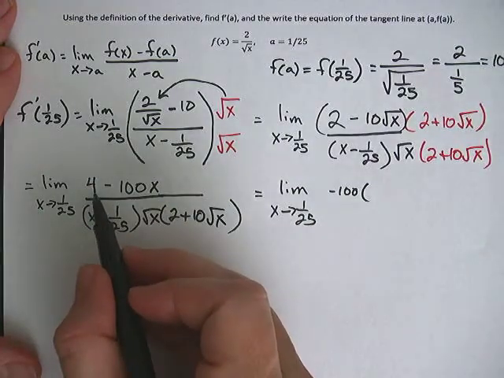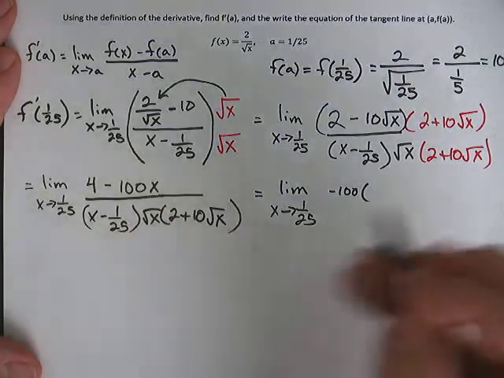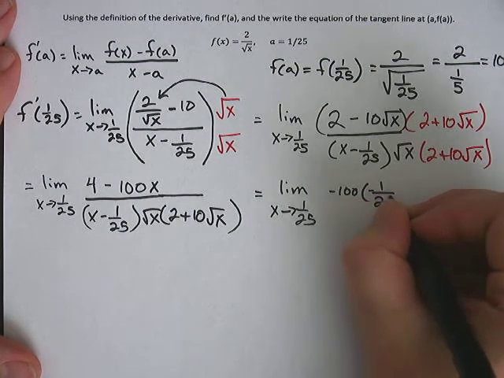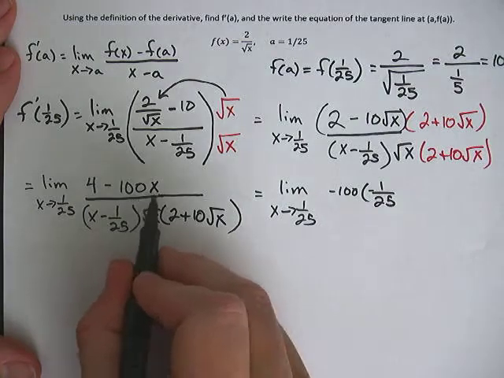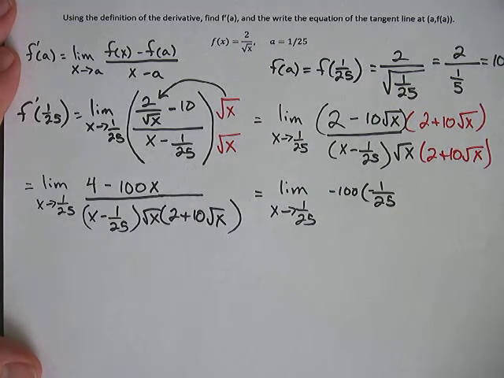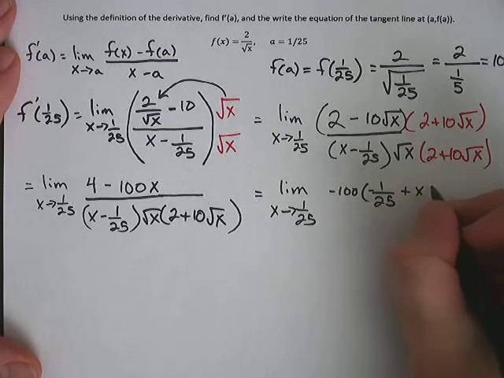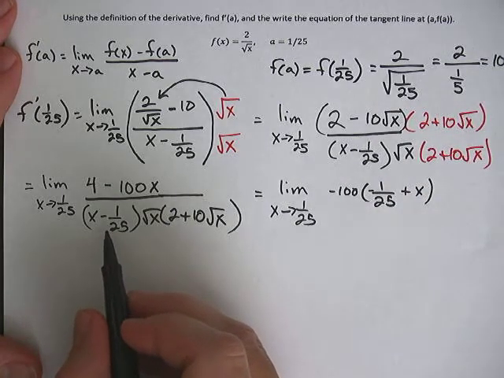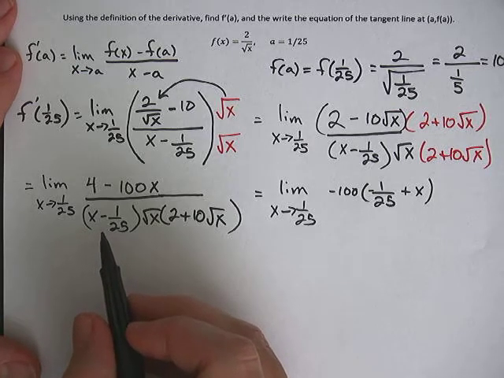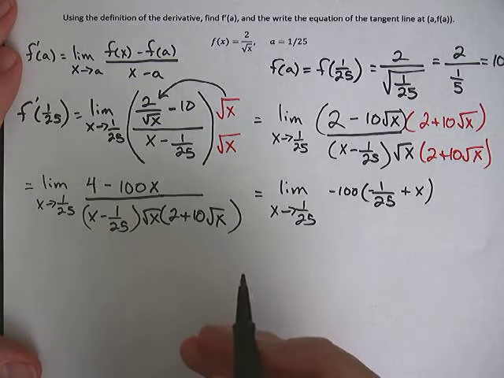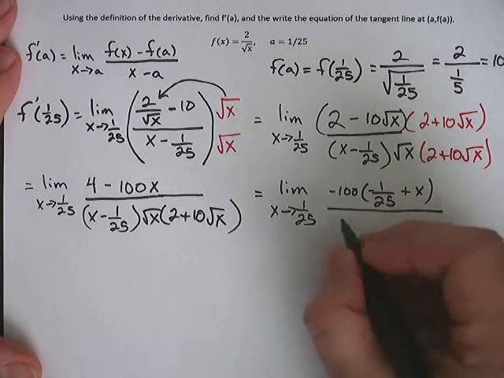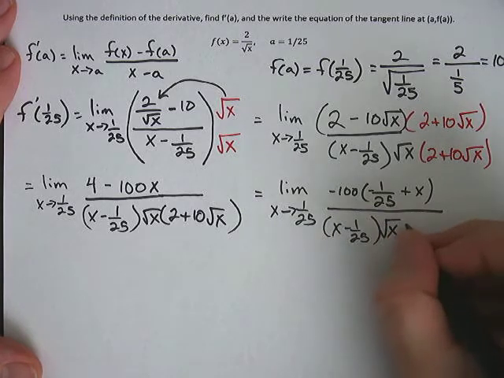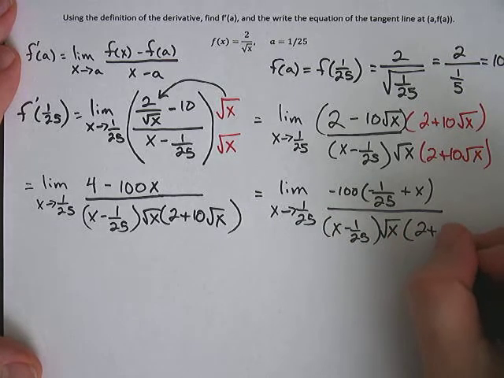What is 4 divided by negative 100? Well, that's negative 1 over 25. And then what is negative 100x divided by negative 100? Positive x, so plus x. Does that look close to this now? Well, as a matter of fact, it's the exact same, right? Negative 1 over 25 plus x is the same thing as x minus 1 over 25. So that's going to cancel in our next step. Times the square root of x times 2 plus 10 square root of x.